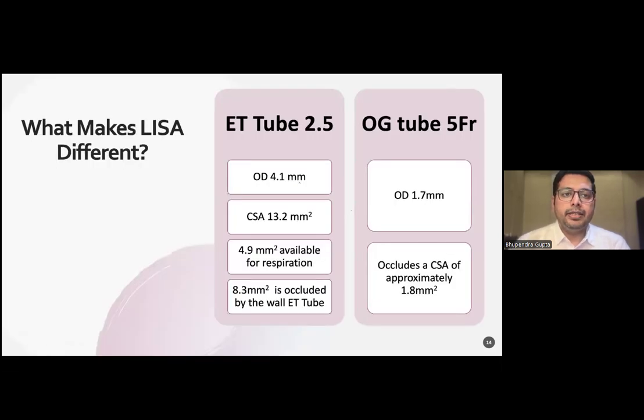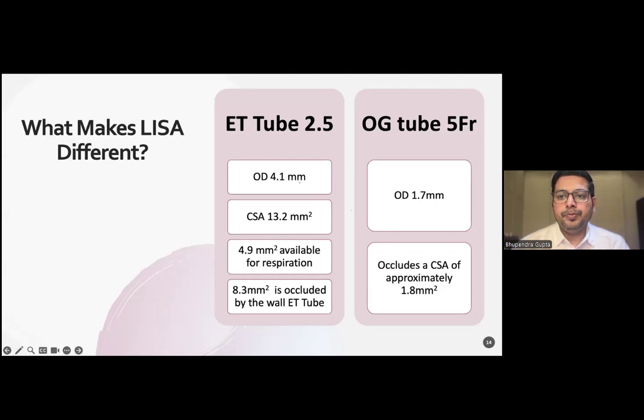So what makes LISA different? As far as physiology is concerned, the ET tube outer diameter is 4.1 mm, and the cross-sectional area of the glottis is 13.2. So after we put the tube, around 8.3 mm of area is occupied by the ET tube. So there is only 4.9 mm of area available for the free flow of air.